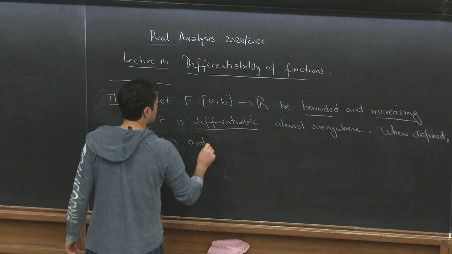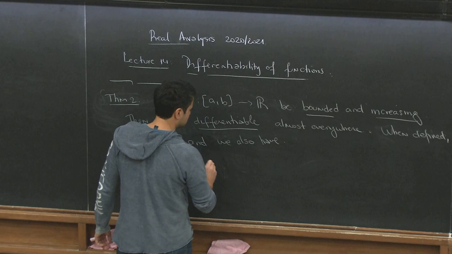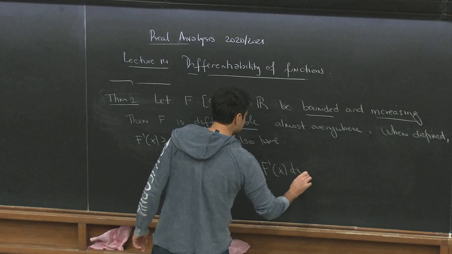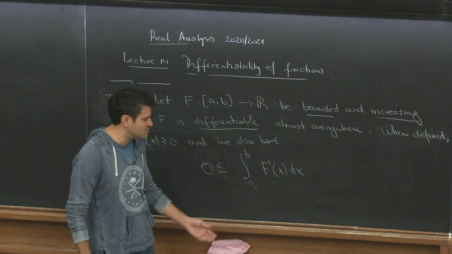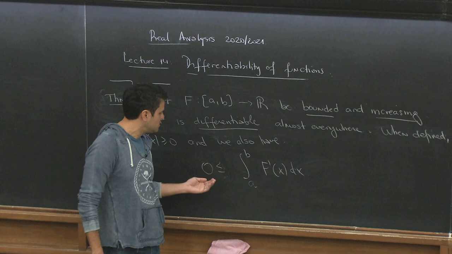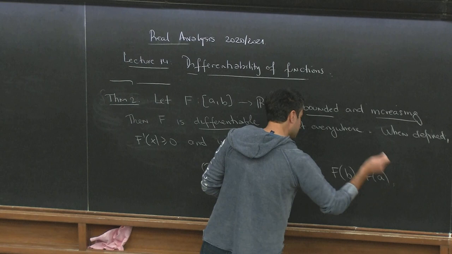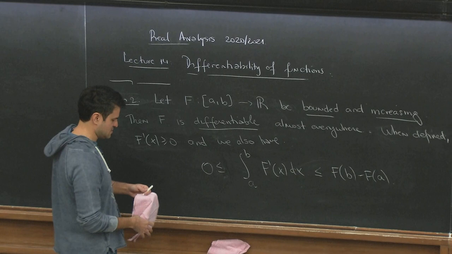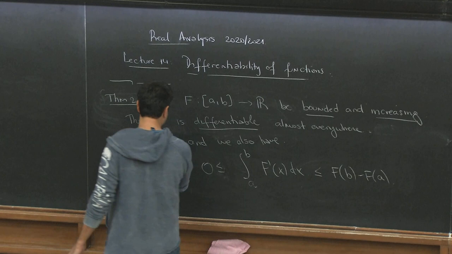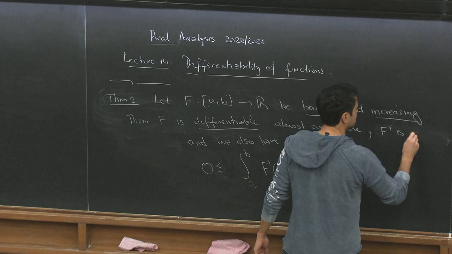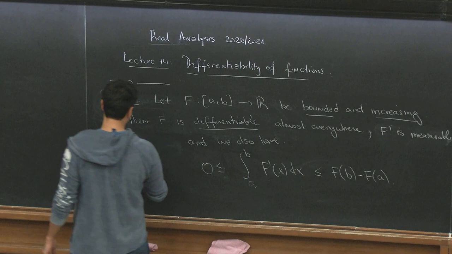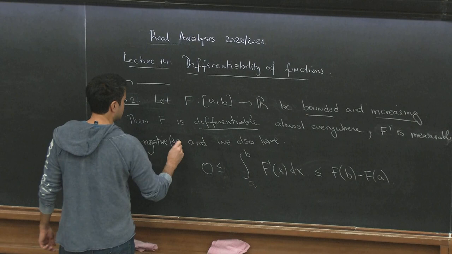And we also have the integral from a to b of f prime of x dx. This is what you want to compare with the fundamental theorem of calculus. It's going to be bigger or equal than 0. This is a function defined almost everywhere. This is going to be less than or equal than f of b minus f of a. I should perhaps say that this function f prime is measurable and non-negative almost everywhere, and we also have this thing.